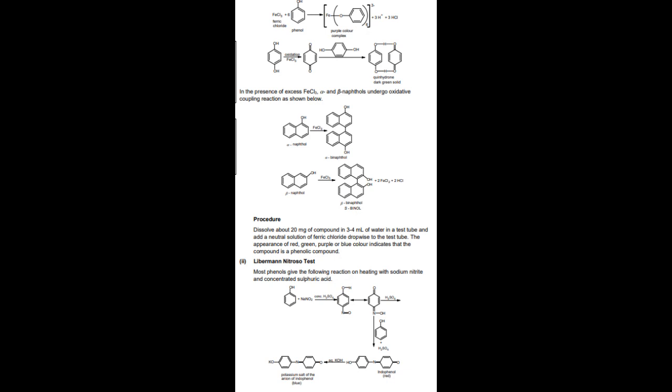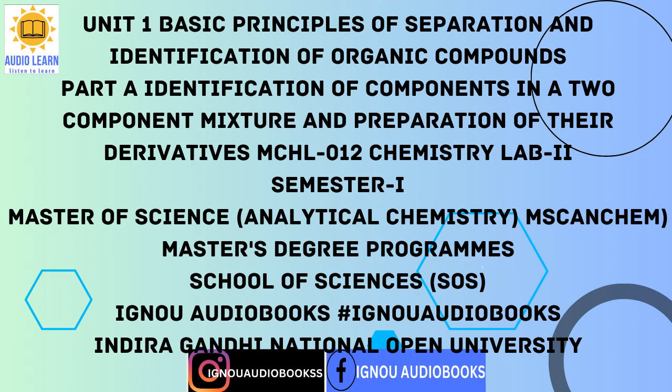Gently heat the contents of the test tube and then allow it to cool. Pour the contents of the test tube into a small beaker containing dilute sodium hydroxide solution. The appearance of blue, purple, red, green, etc. colors indicates the presence of a phenol. If a large amount of concentrated sodium hydroxide solution is added, then the color disappears.